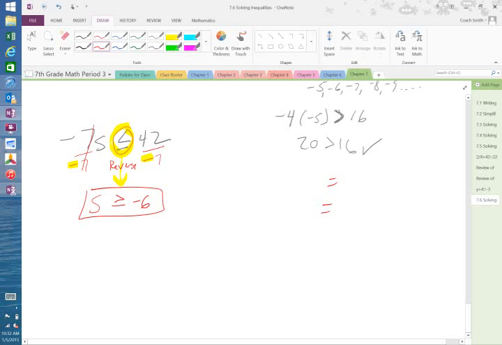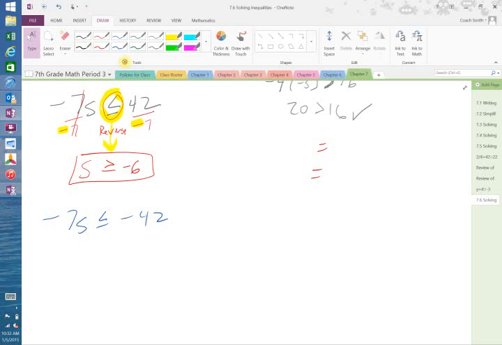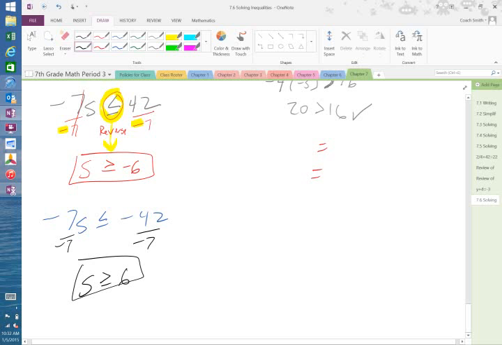Now, please understand that when you reverse that inequality sign, it doesn't mean that you have to come up with a negative answer. In other words, if I do this problem, negative 7s is less than or equal to negative 42. Okay, well, I still do the same thing. I still divide by negative 7 to both sides. Well, that gives me s is greater than or equal to positive 6. Okay, just because we reverse the sign doesn't mean you get a negative answer all the time or an opposite answer. Okay, it has nothing to do with the answer. The answer is still going to be the same.